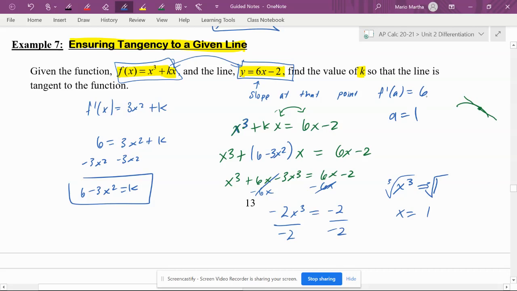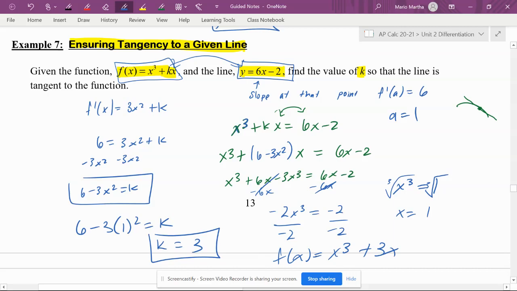Now that we know that, we want to plug it in to figure out what k is, right? So this is going to be 6 minus 3 times 1 squared equals k. So that just gives us k equals positive 3. And now we know the function, right? So y, or f of x, equals x to the third plus 3x.